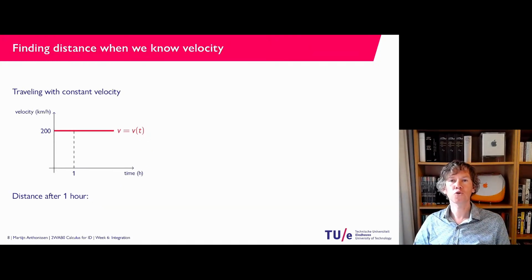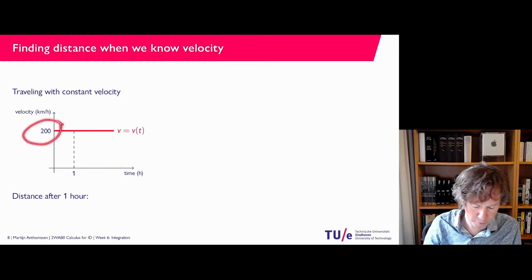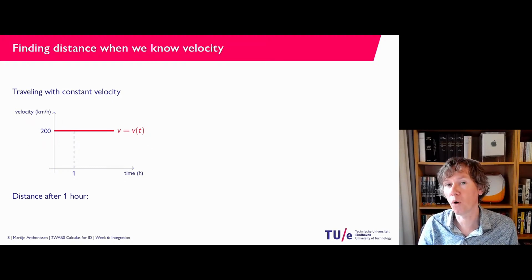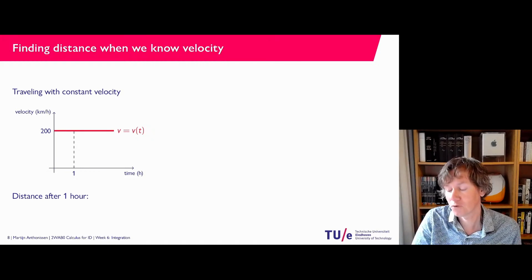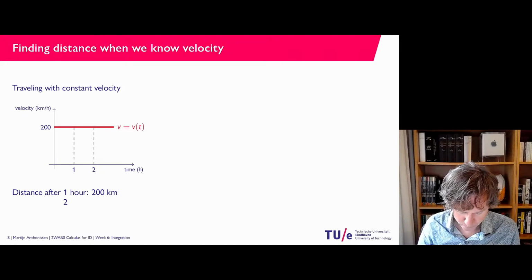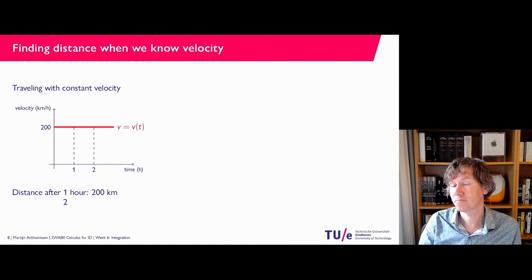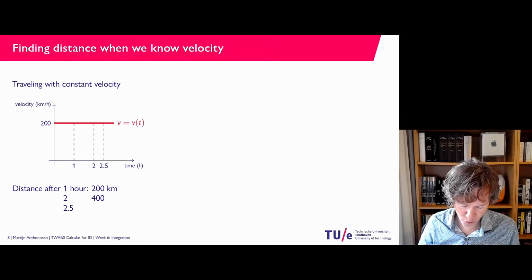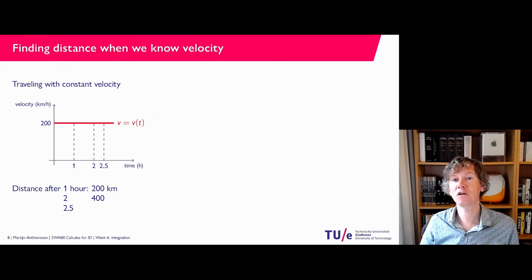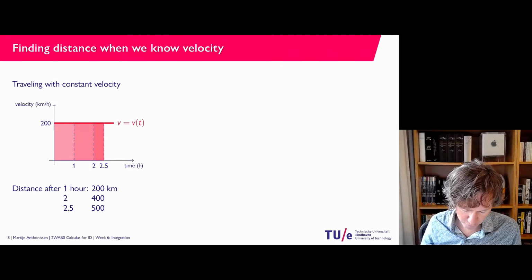Now, if the train would be traveling with constant velocity, of course that's not very realistic, but say that it's traveling with 200 kilometers per hour, and you have traveled for 1 hour, you're in Nagoya, then the distance after 1 hour is, of course, that's not a very difficult question, 200 kilometers. If you would have been traveling 2 hours, of course, 200 kilometers and an additional 200 kilometers, so you have traveled 400. And if you travel for half an hour more, then you're in Kyoto, and you have traveled 500 kilometers.